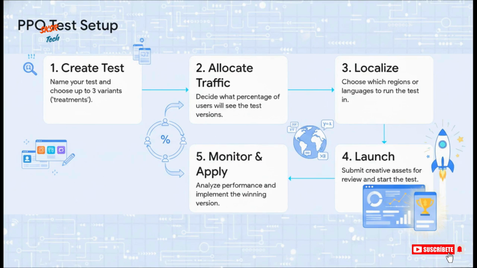You just create your test versions, decide what percentage of your traffic you want to send to them, pick your regions, and launch. After that, it's all about watching the analytics. As soon as you see a clear winner, you can apply that new version to everyone, and you'll know you've made an improvement backed by data.